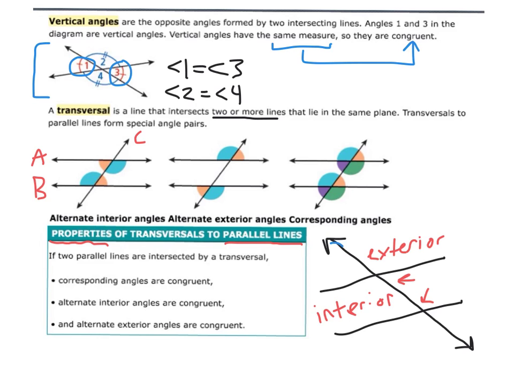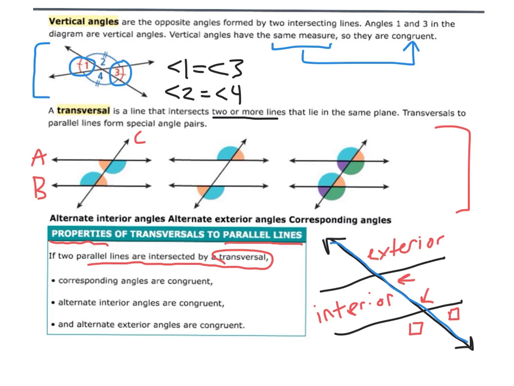But if we're thinking about the transversal, we could be on opposite sides of the transversal. So there are alternate angles. Angles that are on alternate sides of the transversal are known as alternate angles. Let's see if we can understand the properties of transversal to parallel lines. If two parallel lines are intersected by a transversal, like all the figures above, then corresponding angles are congruent.